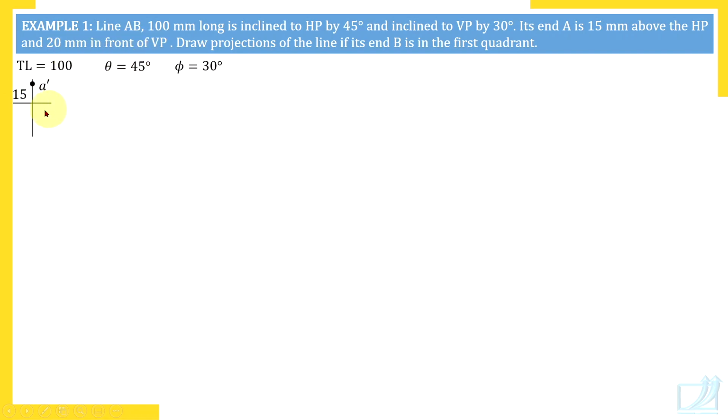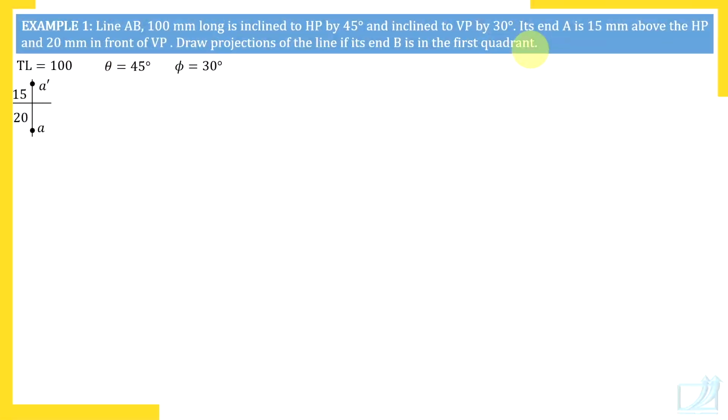in front of VP. So we should measure 20 millimeters in front of XY line, and top view gives distance from VP. Each and every statement gives you certain information, and you should first bring it on paper properly as data. End B is in first quadrant. What do you mean by that? Front view above XY line and top view below XY line. That means B dash is above XY line and B is below XY line.